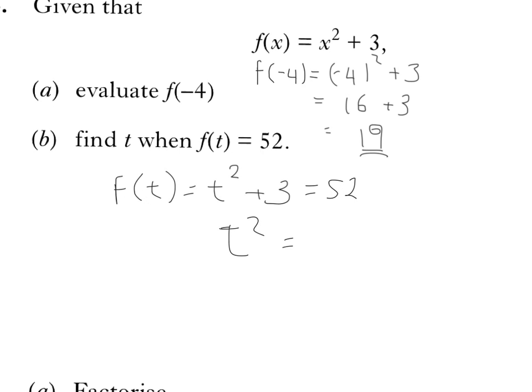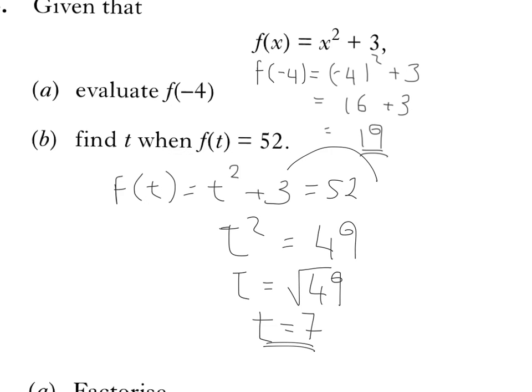Therefore, t squared is equal to 52 take away 3, which is 49. t is equal to the square root of 49. And t is equal to 7. And that's the end of the question.